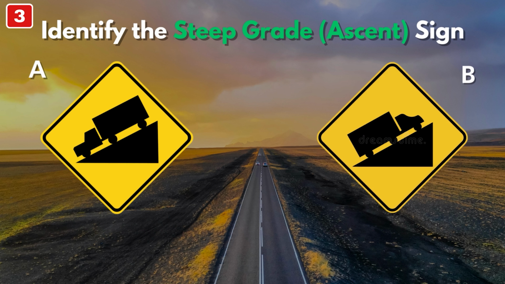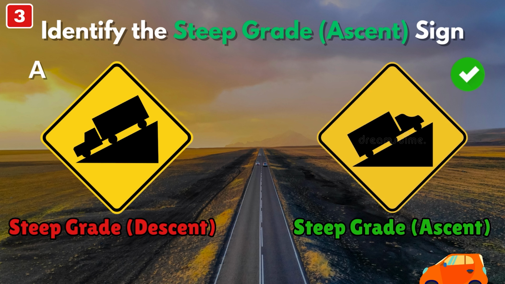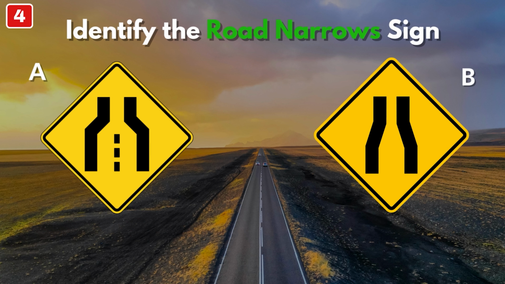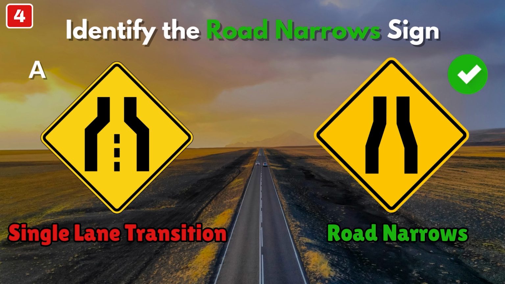Identify the steep grade, ascent, sign. Excellent. B is the steep grade, ascent, sign. Identify the road narrows sign. Right. B is the road narrows sign.